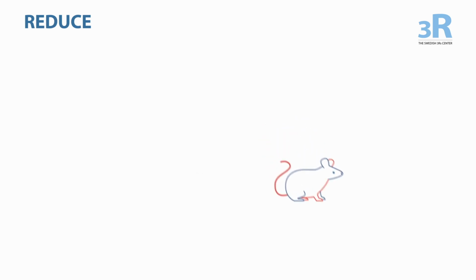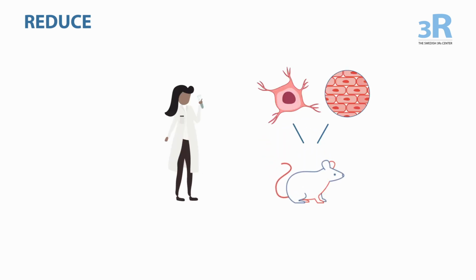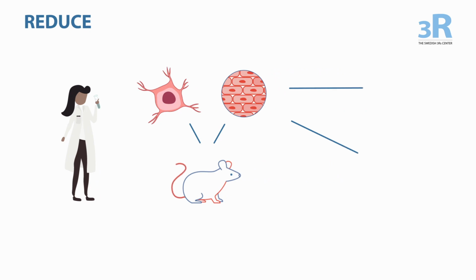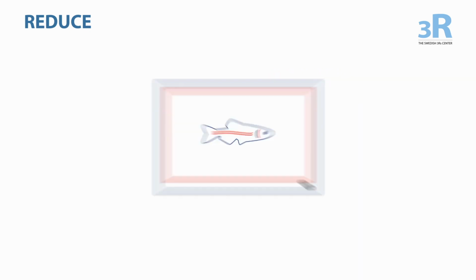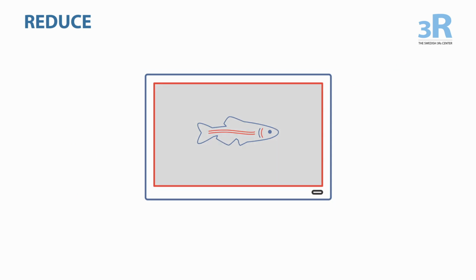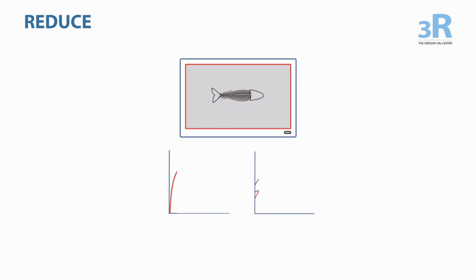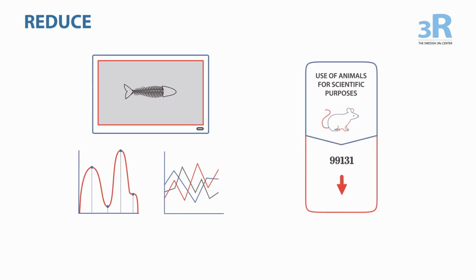Reduce also involves using the same animal in multiple ways to get more information than before without increasing the animal's suffering. Researchers can share animal tissues with other colleagues and teams. Increasingly, advanced imaging technologies make it possible to get more information from a single animal during an experiment. This reduces the total number of animals used in a study.